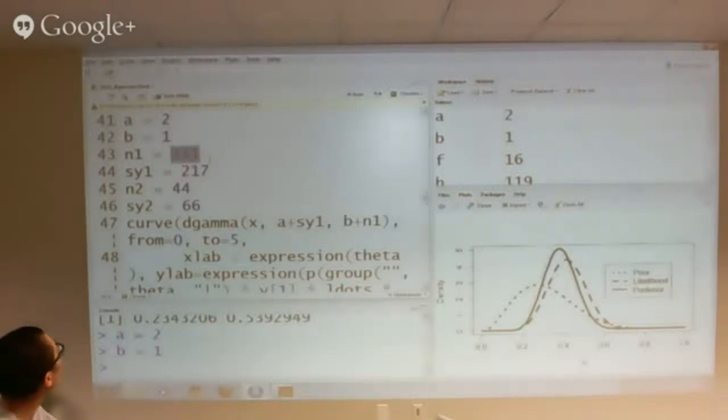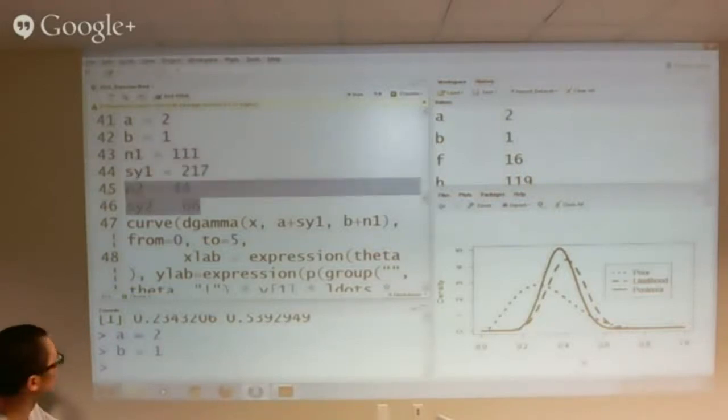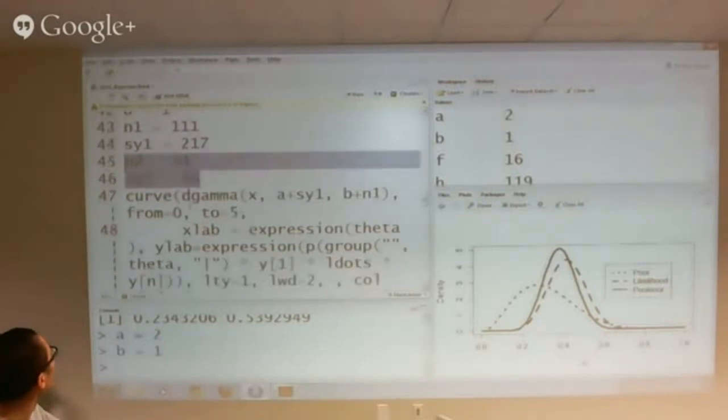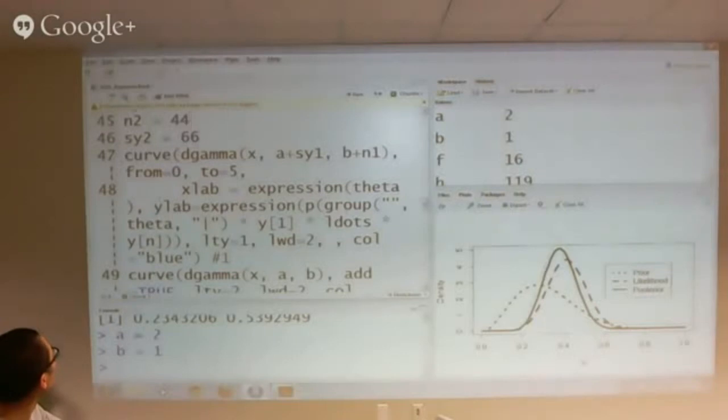11 have the degree. And here, this is the second group, 66 people, and 44 have the high degree, right? Yeah, the bachelor's degree. So the curve we see, yeah.